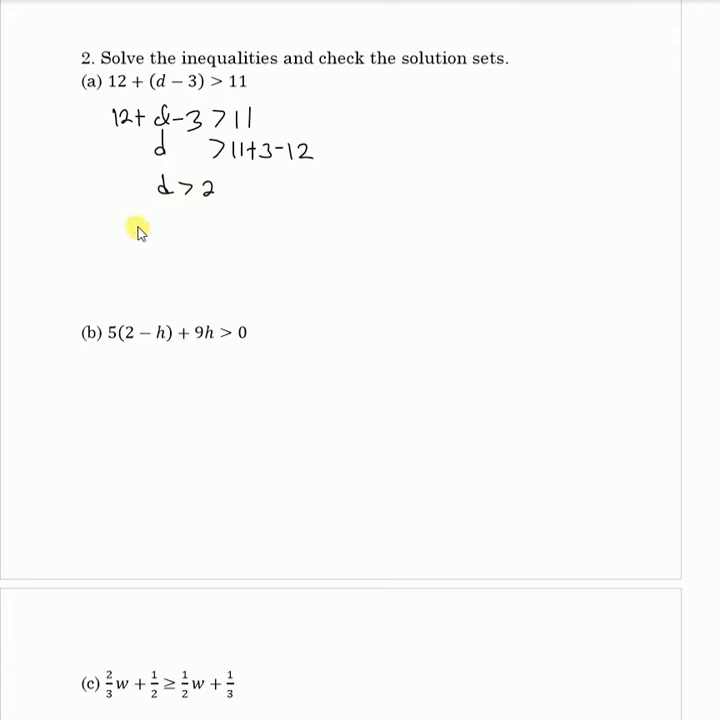Let us do this check. Use d equal to 3. That is a number greater than 2. Remember they say d is greater than 2. So use a number which is greater than 2. So we have that 12 plus 3 minus 3 is greater than 11. This one and that one go, so 12 is greater than 11. This one checks.